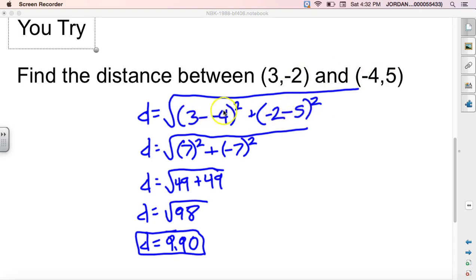3 minus a negative gives us a positive 7. And then negative 2 minus 5 gives us a negative 7. So we've got 7 squared plus negative 7 squared. We square 7, get 49. You square negative 7 and get 49.